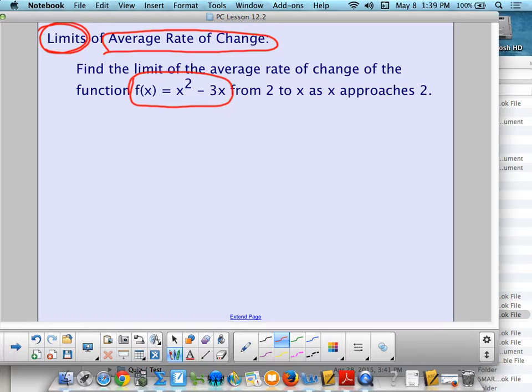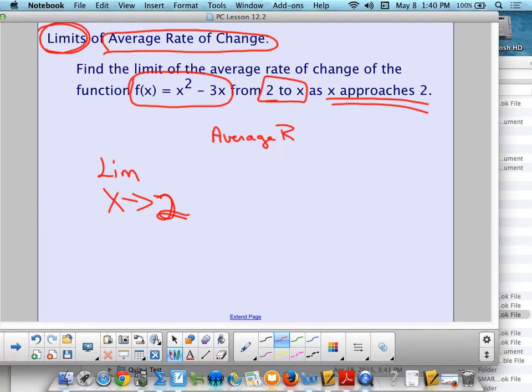X squared minus 3x. We just did that, didn't we? From 2 to what? X. We just did this. As x approaches what? 2. So what you should write is this. As x approaches 2, what's the limit? Well, we already did all this average rate of change stuff. So the average rate of change is what? What's the formula?